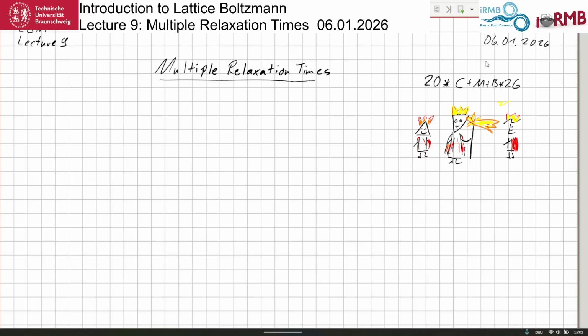This takes us back to the Lattice Boltzmann methods today with multiple relaxation times. Again, we have a lot to cover today, so let's see whether we can get everything into these 2 hours. So we have to talk about efficiency.